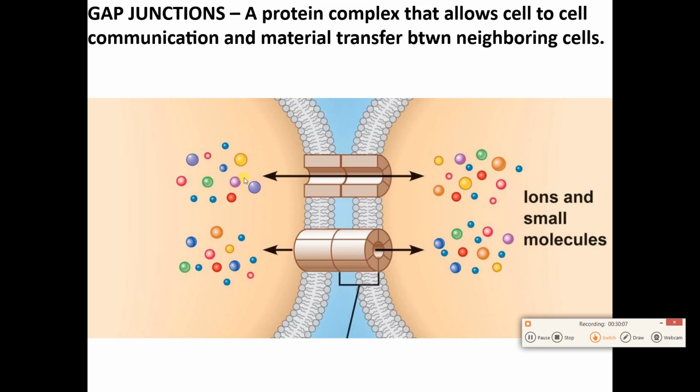All right, my last guy that joins cells together. So I've got a cell on the right, a cell on the left. Check out their plasma membranes. My last structure is this thing called a gap junction. It is a protein complex that basically forms a double passageway, like a double channel connecting two cells. It's going to let cells communicate and also let cells transfer material between them. So ions and small molecules can flow from one cell to the next through gap junctions.